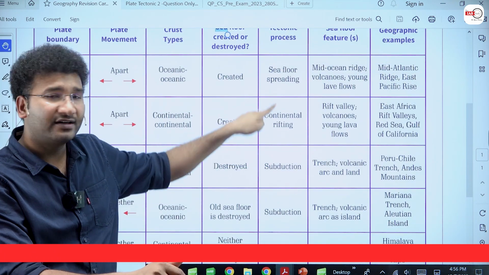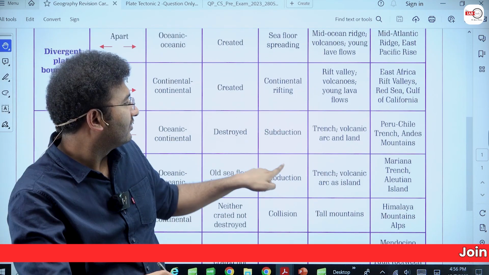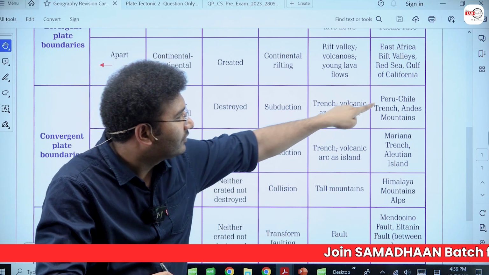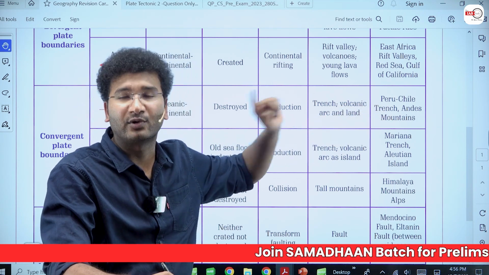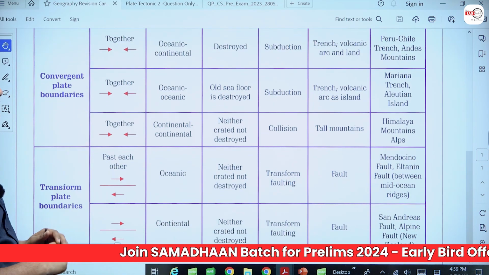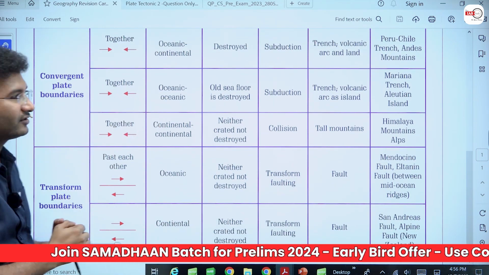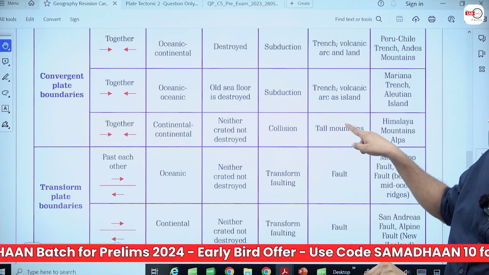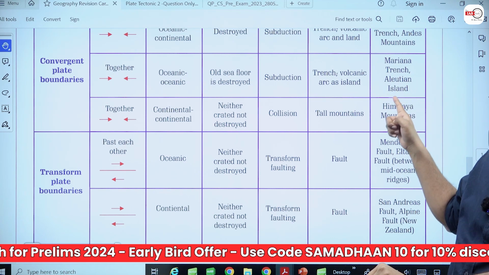Now what is happening here? Subduction is happening here. Trenches, volcanic activity and volcanic mountains. Examples: Peru Chile Trench and Andes Mountains. Right? So likewise, you go to the convergent plate boundary of oceanic nature. It is a convergent plate boundary of oceanic nature. The best example is your Mariana Trench or else the Aleutian Islands.